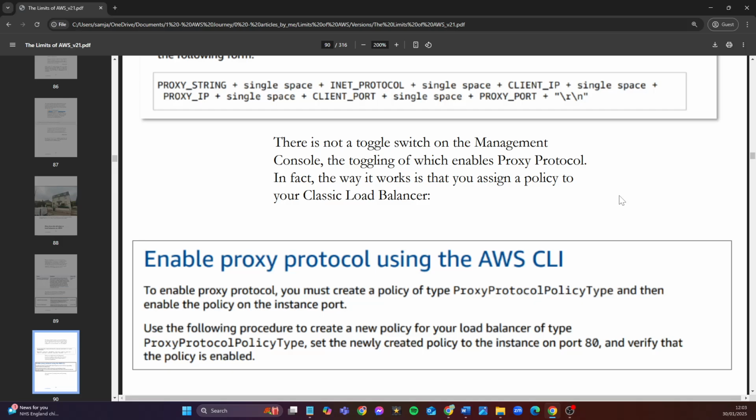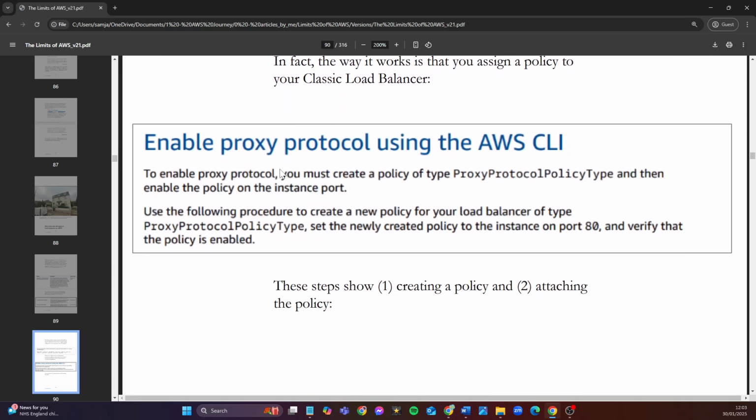There is not a toggle switch on the AWS management console, the toggling of which enables Proxy Protocol. In fact, the way it works is that you assign a policy to your classic load balancer. Here are some instructions. Enable Proxy Protocol using the AWS CLI. To enable Proxy Protocol, you must create a policy of type Proxy Protocol Policy Type, and then enable the policy on the instance port. Use the following procedure to create a new policy for your load balancer of type Proxy Protocol Policy Type. Set the newly created policy to the instance on port 80 and verify that the policy is enabled.